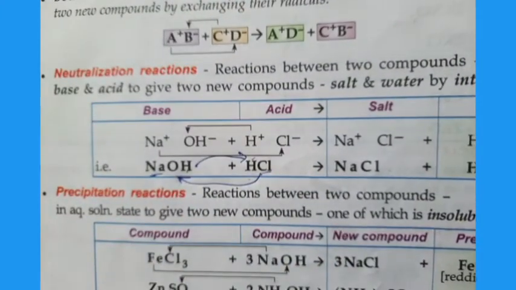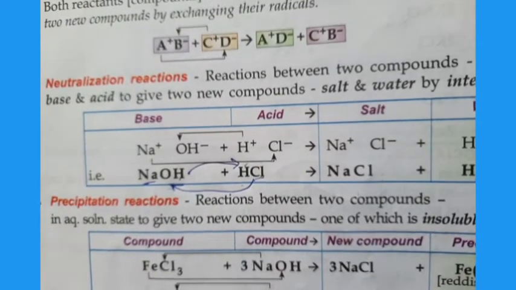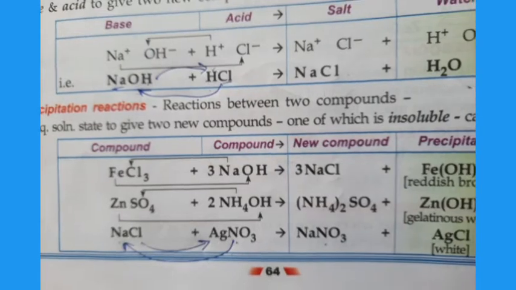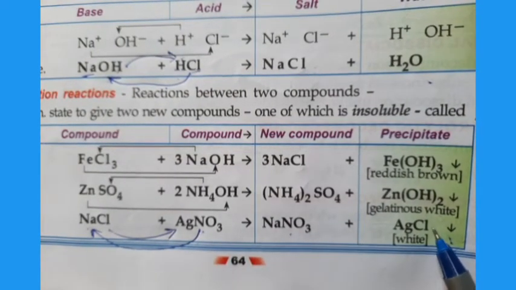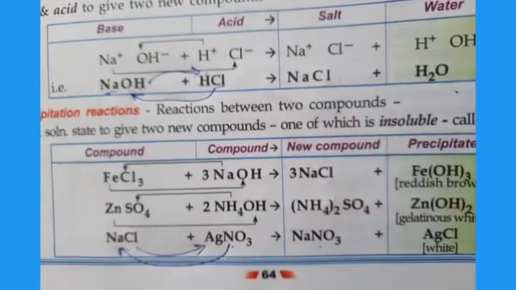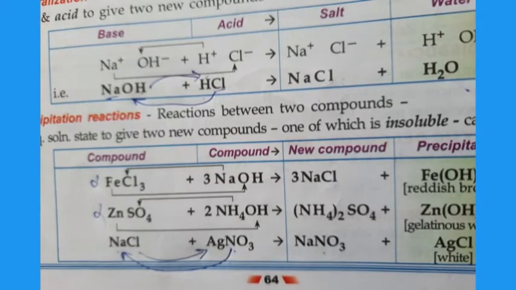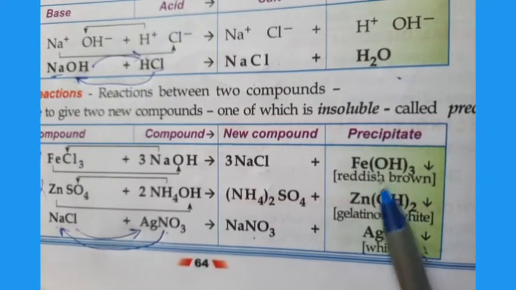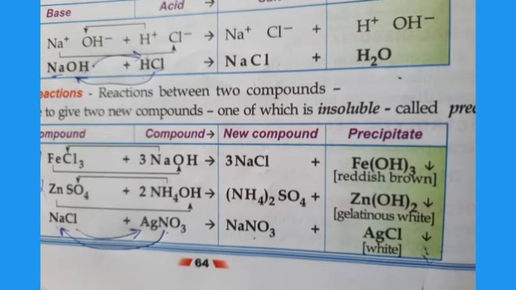But when acid and base react, we get salt and water. That double decomposition reaction is called neutralization. Whereas when two compounds react, where we get a precipitate, an insoluble substance, that is double decomposition, but comes under precipitation reaction. Okay, the first two no need to do for the time being. These two are not required for you. But if you want, remember the color. The color of iron 3 hydroxide is reddish brown, and the color of zinc hydroxide is gelatinous white. Just remember the color.